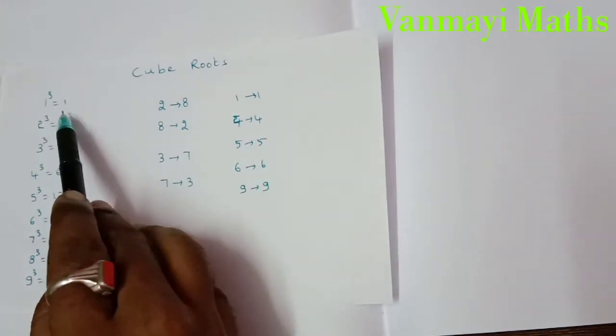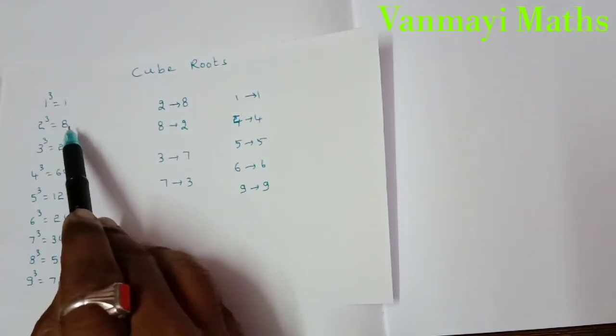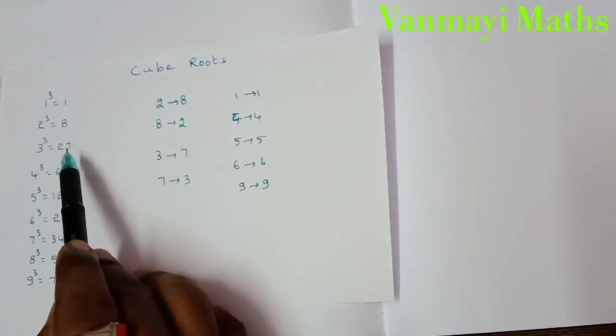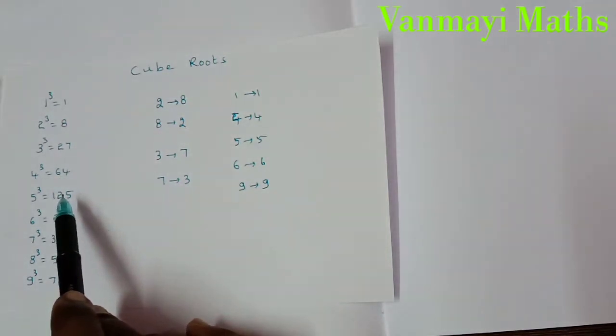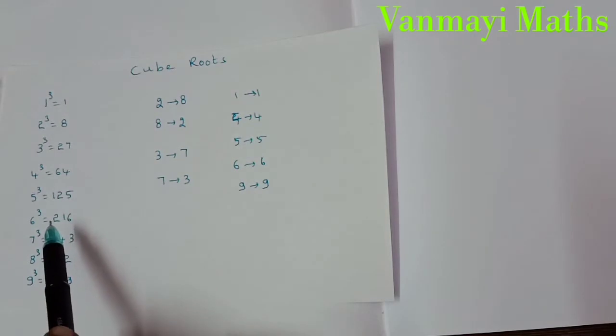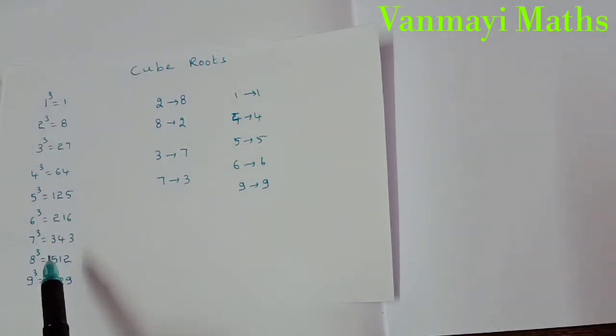So 1 cube is 1. 2 cube is 8, 3 cube is 27, 4 cube is 64, 5 cube is 125, 6 cube is 216, 7 cube 343, 8 cube 512 and 9 cube 729.